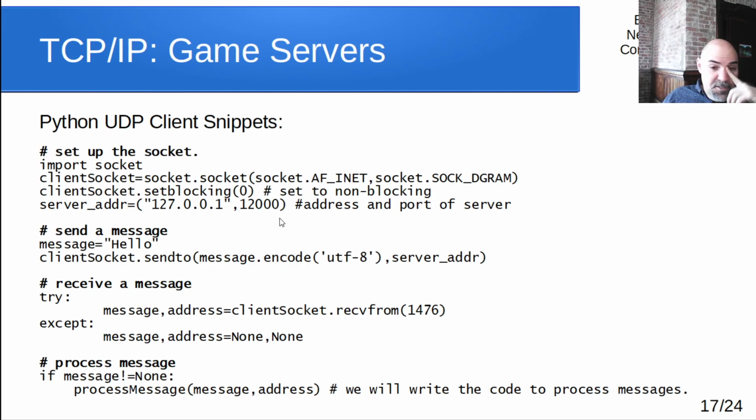Now, to send a message, we're basically going to do client socket.send_to. We put the message here. Notice that I'm encoding this message, since Python's default way of representing strings in Python 3 is Unicode. I'm converting that to UTF-8, a single byte per character representation, to make it a little more compact. And I'm sending it to this address that I specified up here, in other words, to localhost on port 12,000.